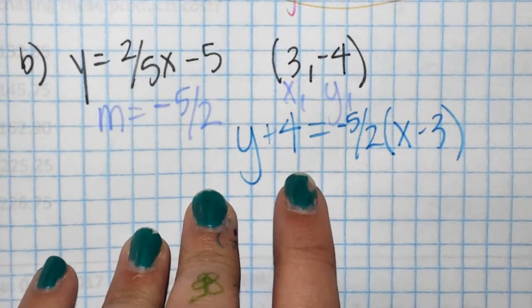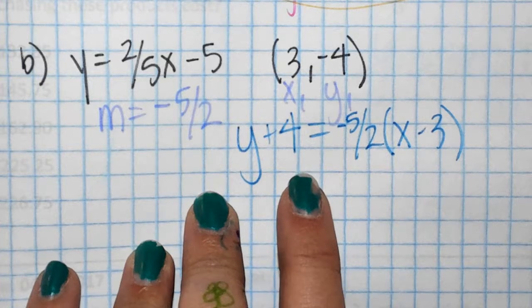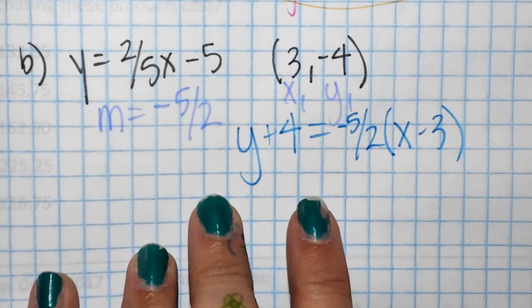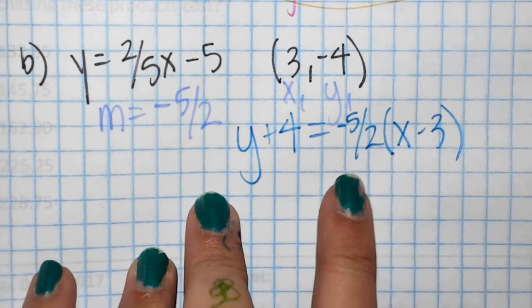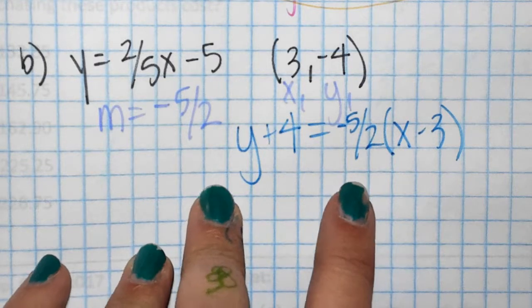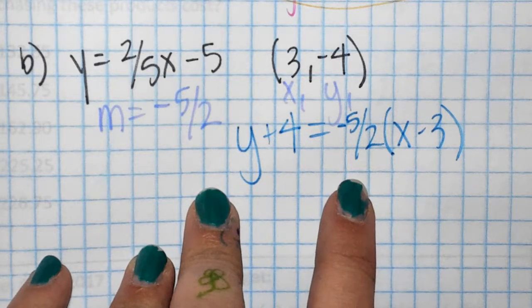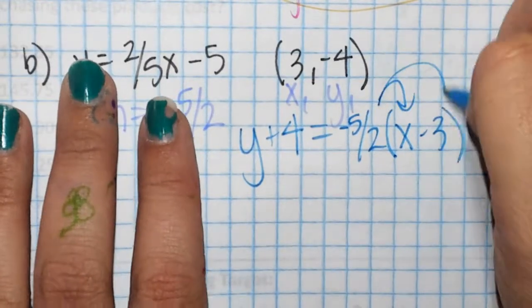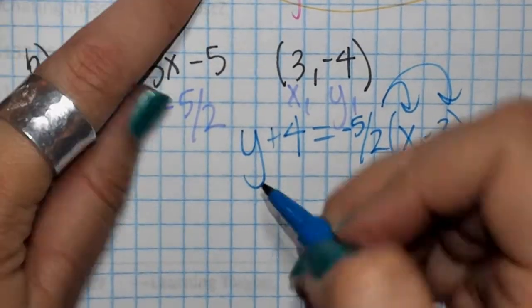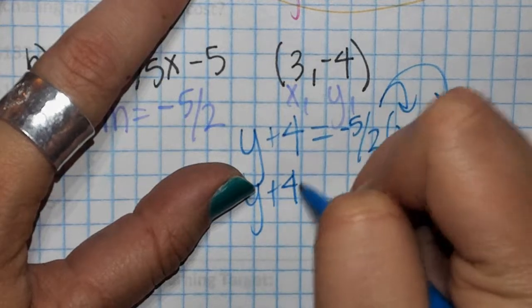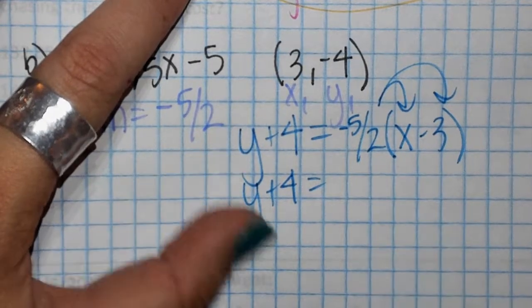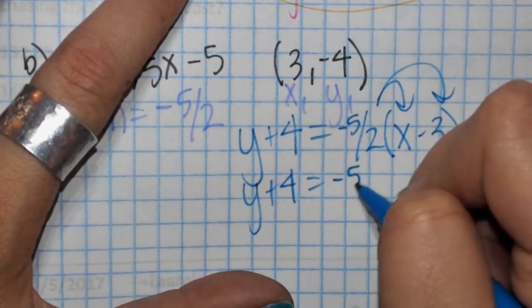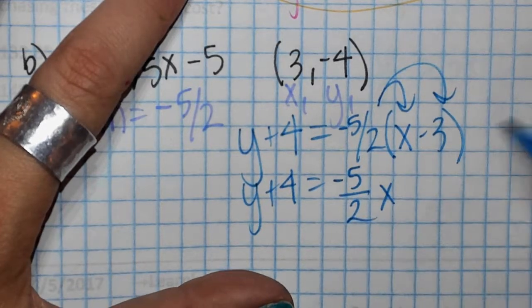Alright, now let's distribute. Let's distribute, children. Why are you so excited about this? Alright, so let's distribute negative 5/2 to x and to negative 3. What is negative 5/2 times x? Negative 5/2 x.